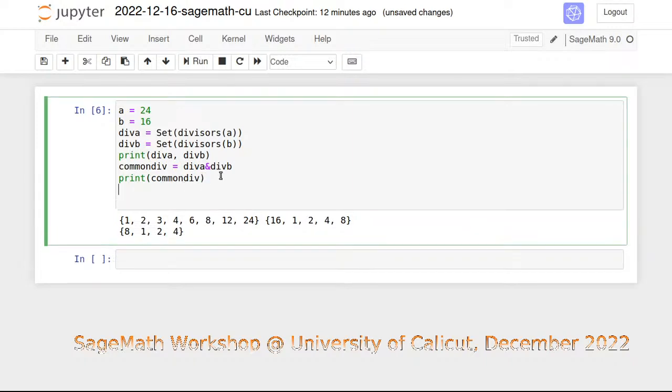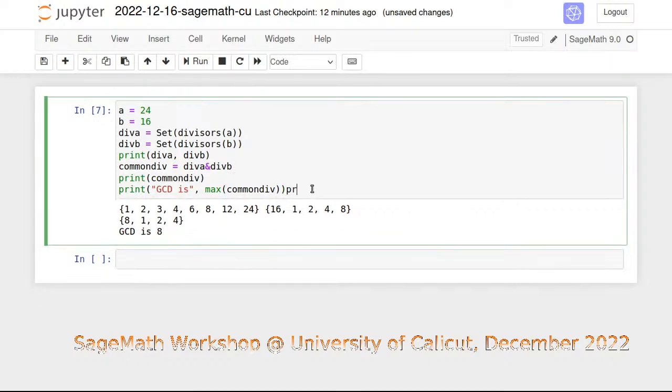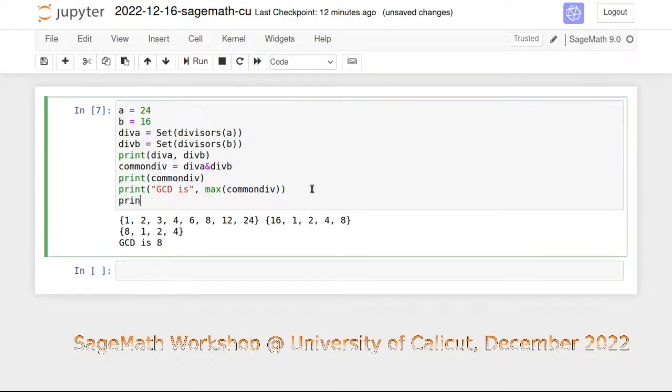Now take the largest. That's a GCD. This is the direct method, the definition method for finding the GCD. Of course, there is already a built-in command available. I will come to that. Maximum of common divisors. That's it. And the direct method is not necessary to do any of these things. GCD A, B. This is a direct method.